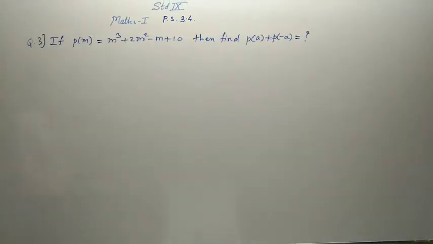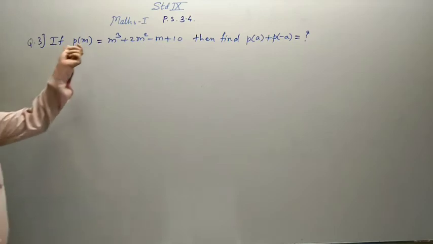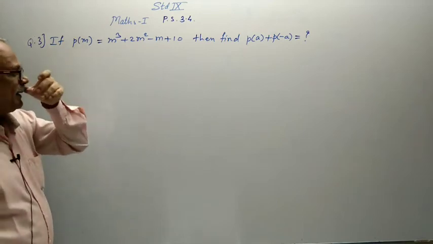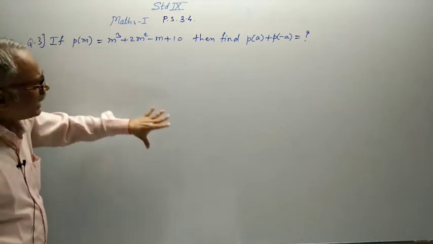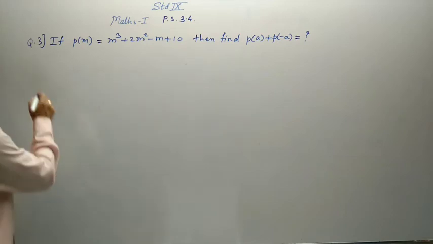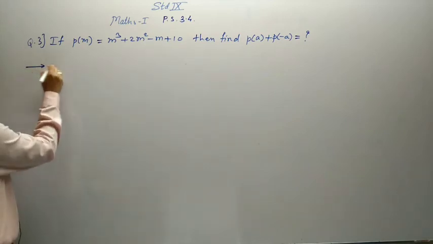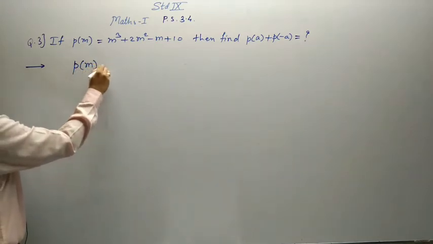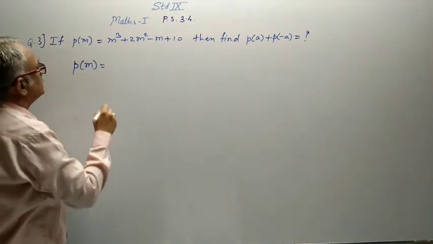Now the next polynomial is P of m is m cube plus 2m square minus m plus 10. Find the value of P of a plus P of minus a. P of a means P of m at m equal to a, and P of minus a is P of m at m equal to minus a. We will find them separately and then add. Stepwise we will do it. Pay attention to how to solve. It is one of the important questions from the point of view of your school exams.